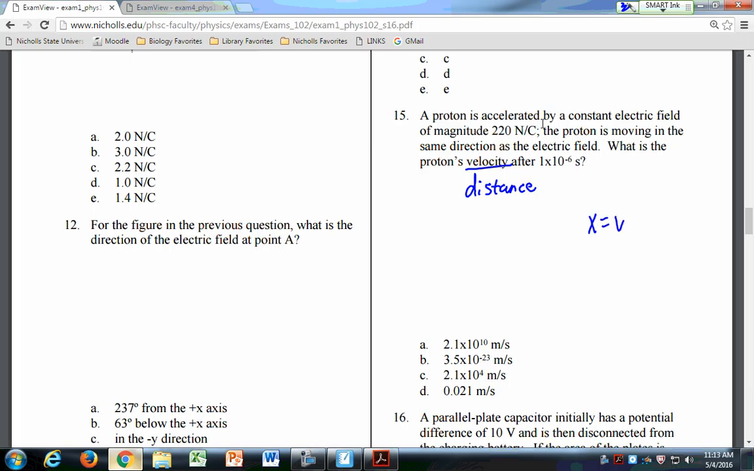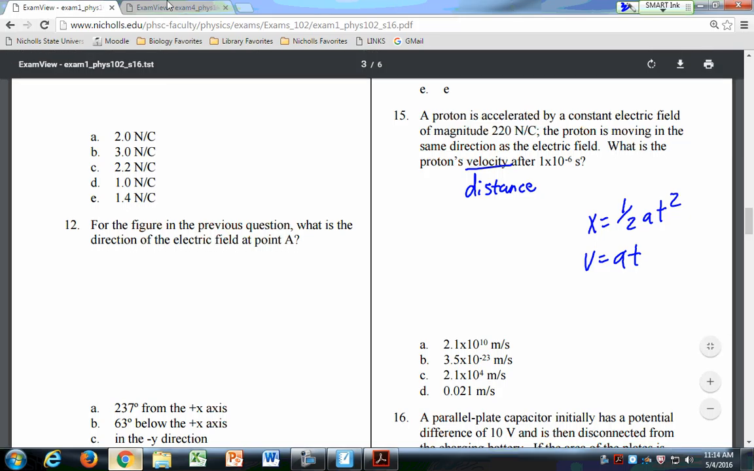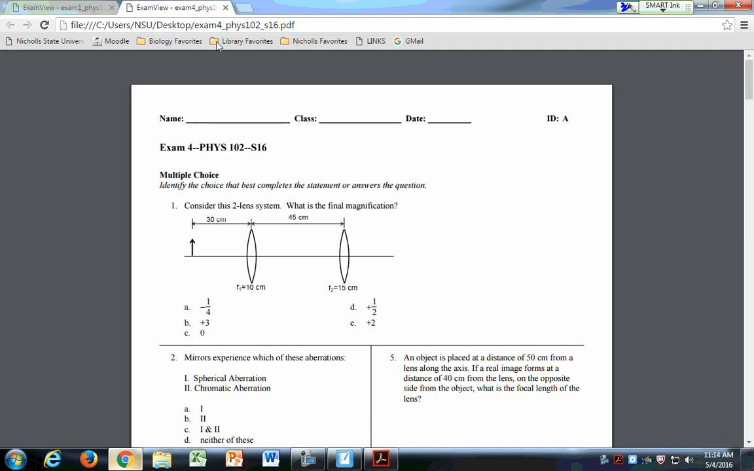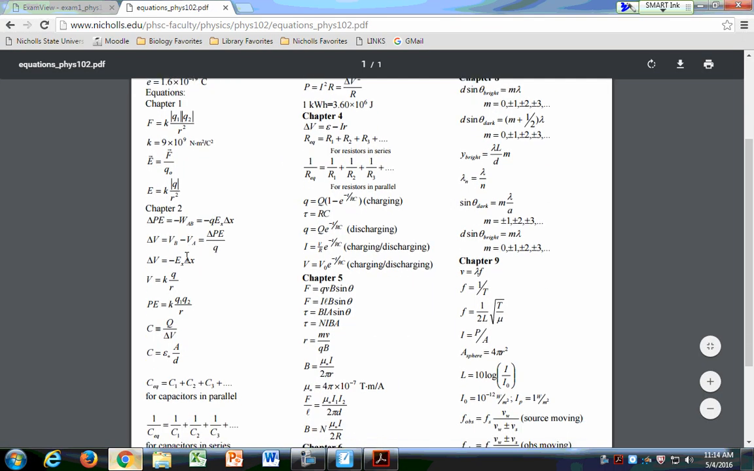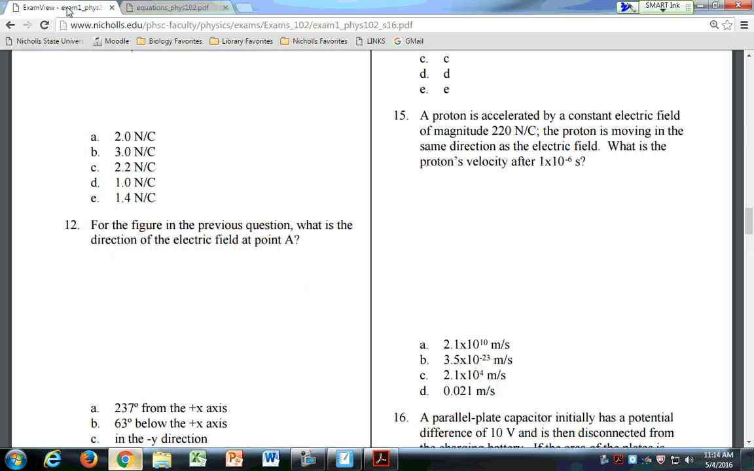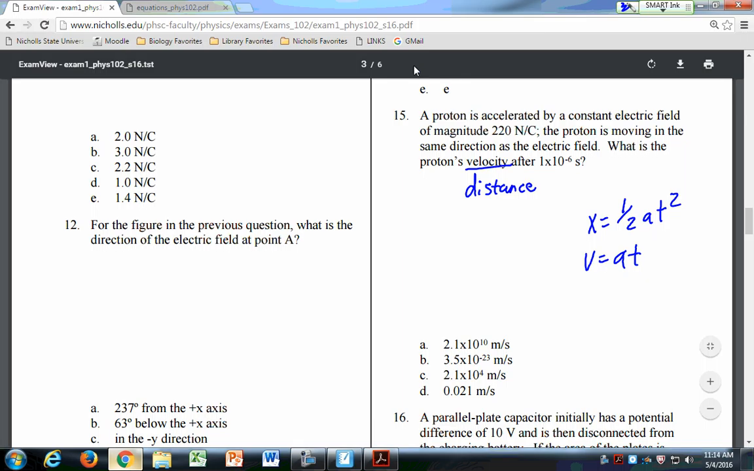You just need to know x is equal to v times t, and x is equal to 1/2 a t squared, and v is equal to a times t. That's our kinematics from last semester. I don't think that's on your equation sheet. I'll tell you if it is. You'll have what's on the website. No, it's not there. So you just need to know that, our kinematics equations. Probably going to see a kinematics problem, a simple one like this.